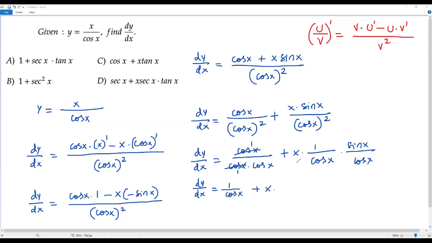Plus x times, using reciprocal trigonometric identities, we get 1 over cosine x equals secant x. So we get secant x for this 1 over cosine x. And using quotient trigonometric identities, sin x over cosine x equals tan x, so times tan x. So dy over dx equals secant x plus x times secant x times tan x. So the derivative of the given function is secant x plus x times secant x times tan x. So the correct answer choice for this question is option D.